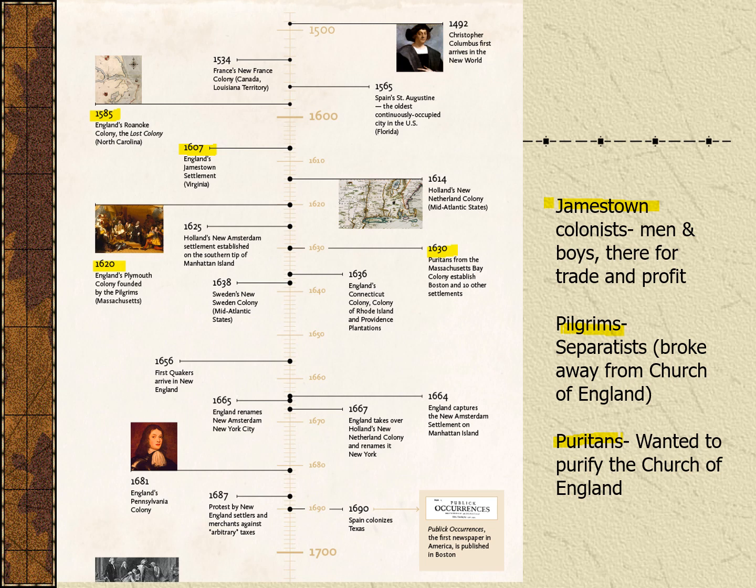Okay, so not that there aren't other groups coming, not that there aren't other colonies that are going to be formed, but in terms of those beginning stages, the first permanent settlements, these are the three that you should pay attention to.